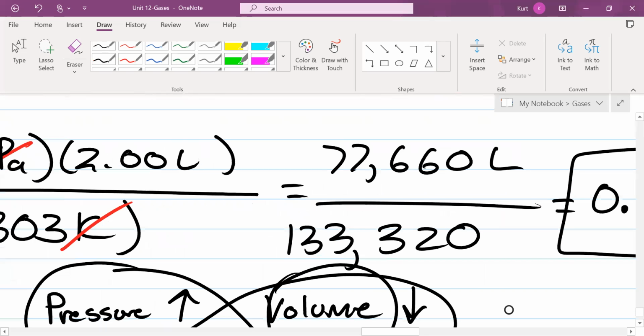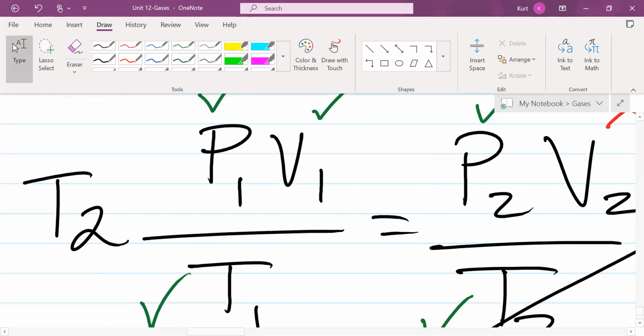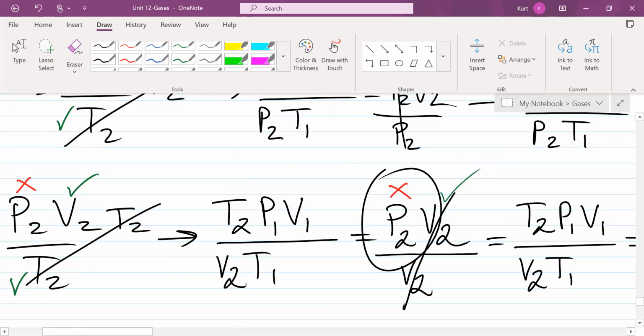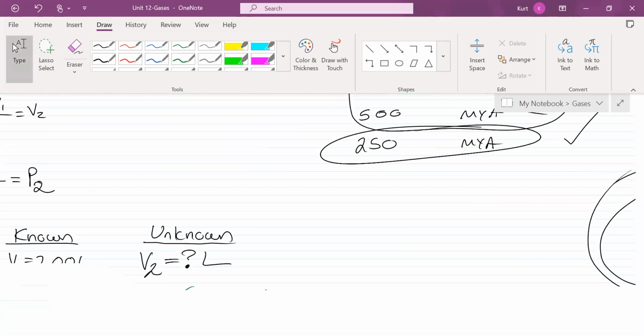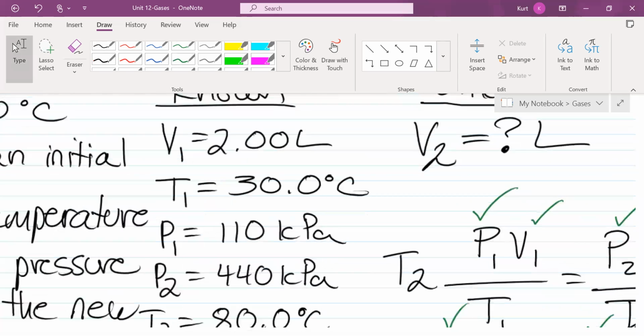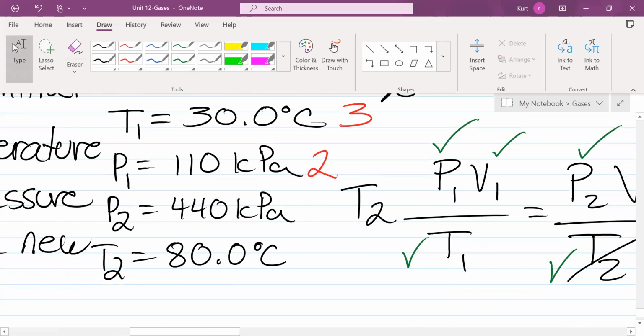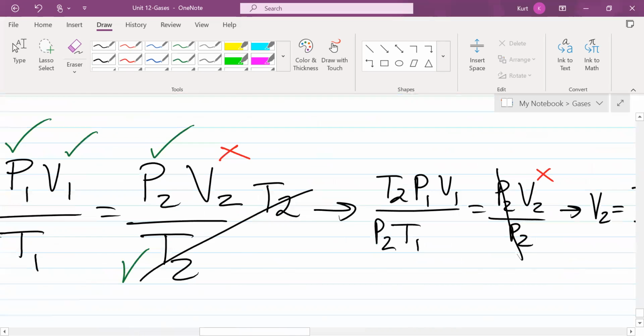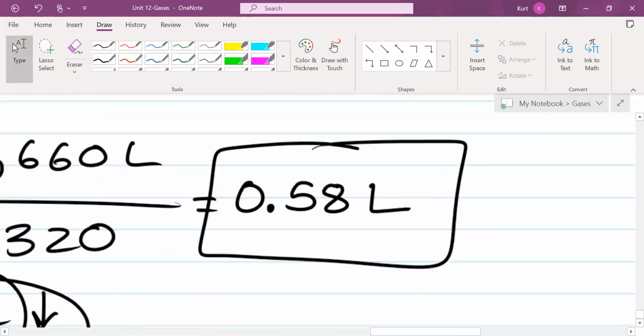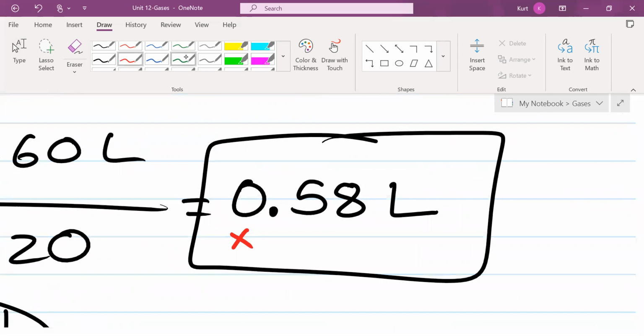If you look at your original numbers here, guys, if you want to talk about sig figs, oh, where are they? There they are. How many sig figs are in 2.00? How about 30.0? How about 110? 2. How about 440? How about 80.0? So your answer should be in 2 sig figs. That 0 doesn't count, but the 2 numbers after 0 do.